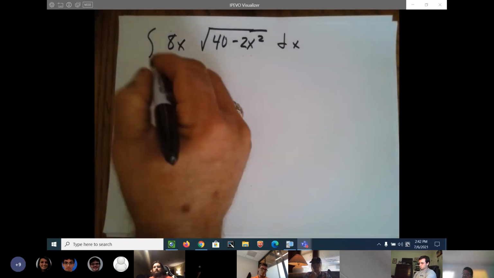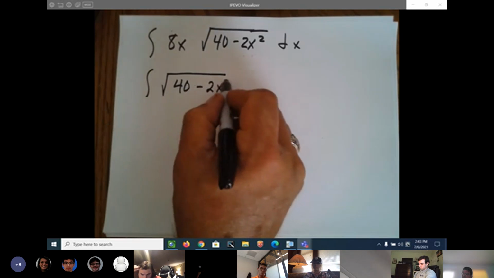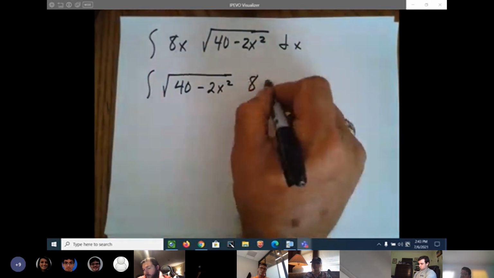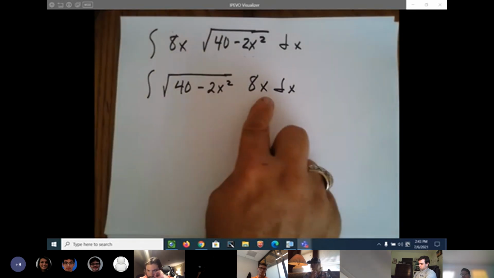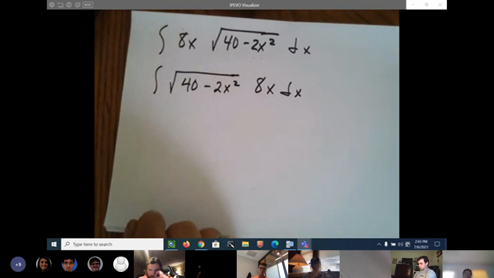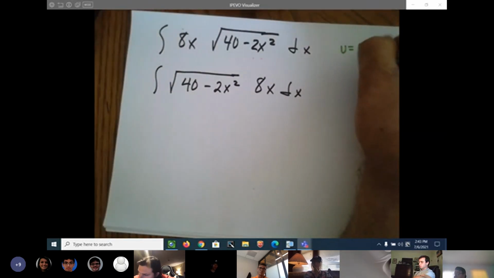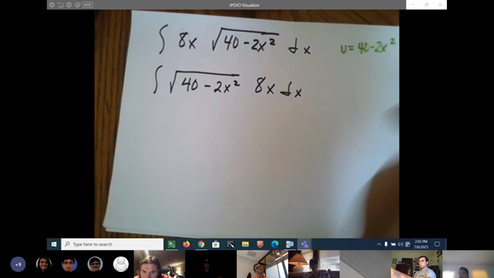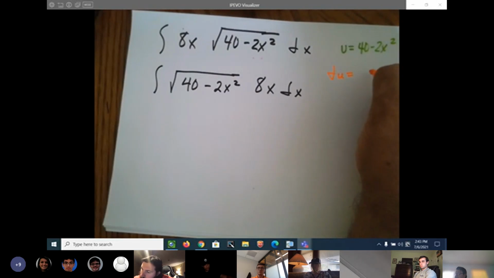I'm going to rewrite it. The square root of 40 minus 2x squared, 8x dx. Well, we know we're not going to use 8x because it's right beside the dx. We can't say u is equal to the square root. So what is u going to equal? 40 minus 2x squared. Therefore, du is equal to negative 4x dx.